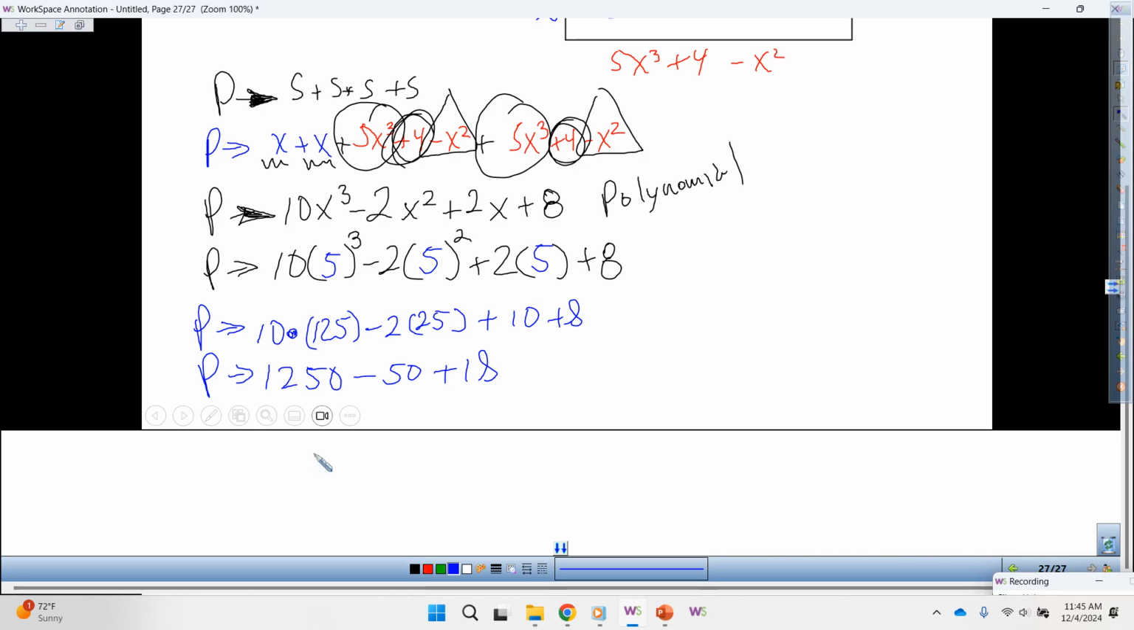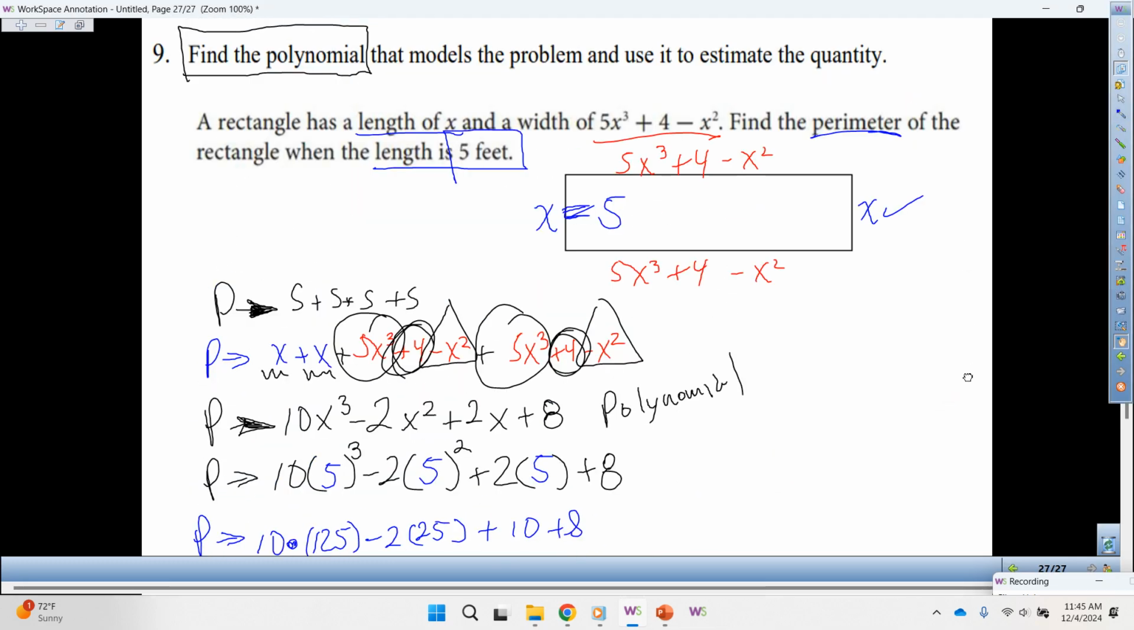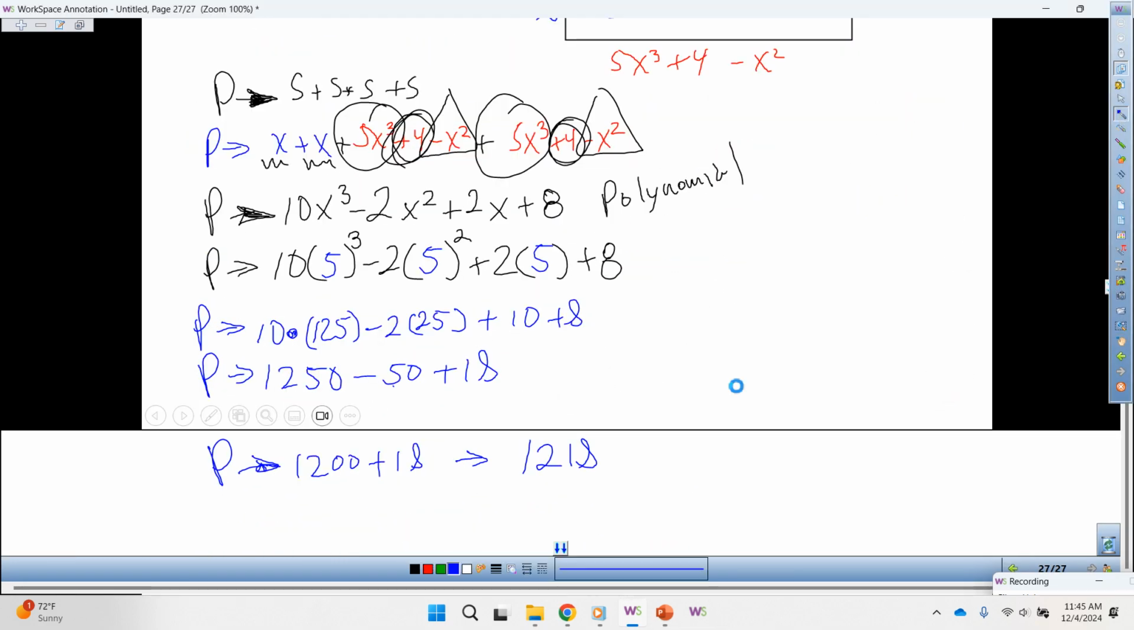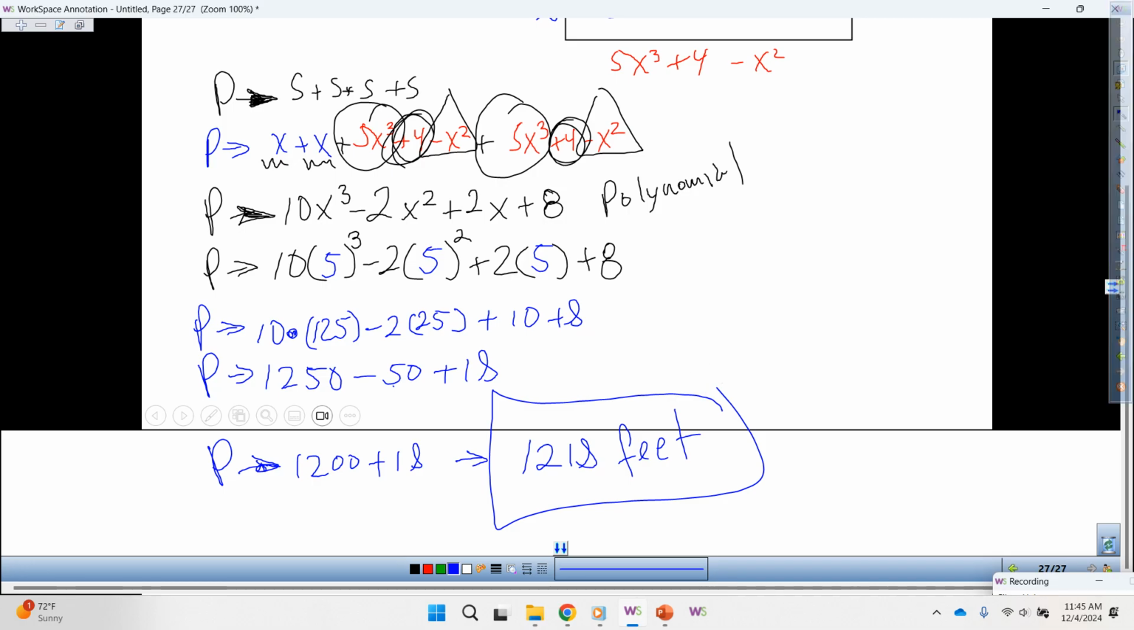All right, so perimeter. 1250 minus 50 is 1,200 plus 18. The answer is 1218. And did they give us, oh, it's in feet. Feet. All right. Send me a picture of your notes, please.